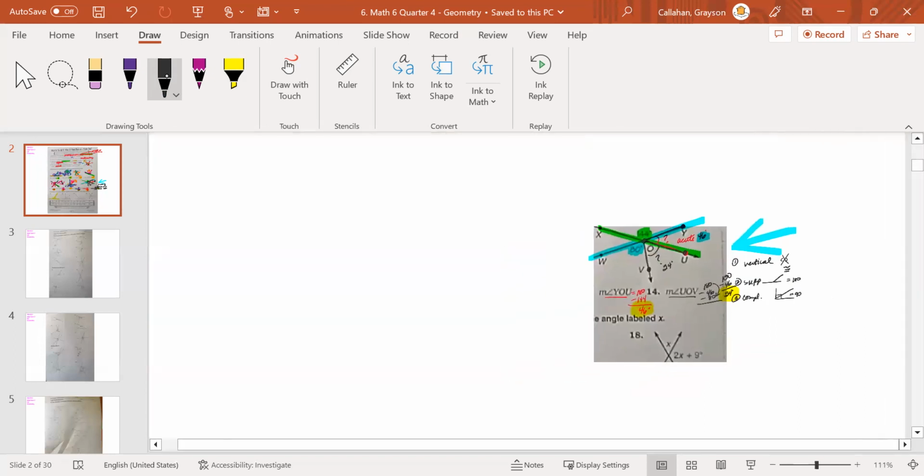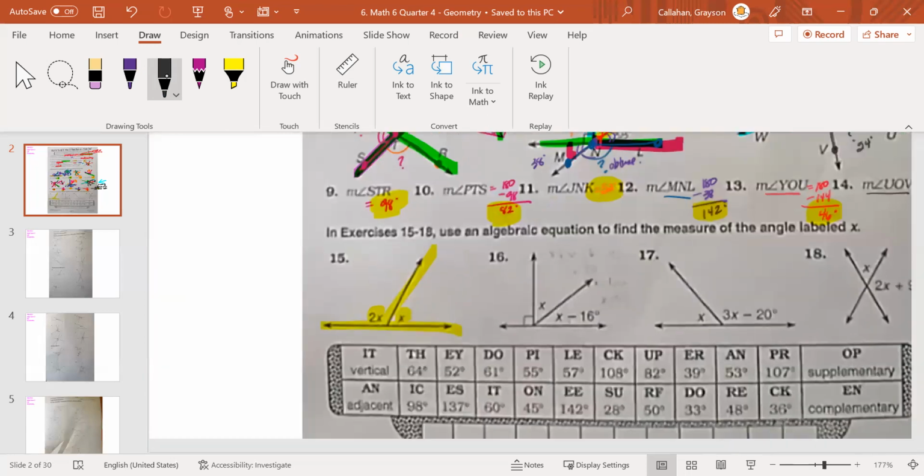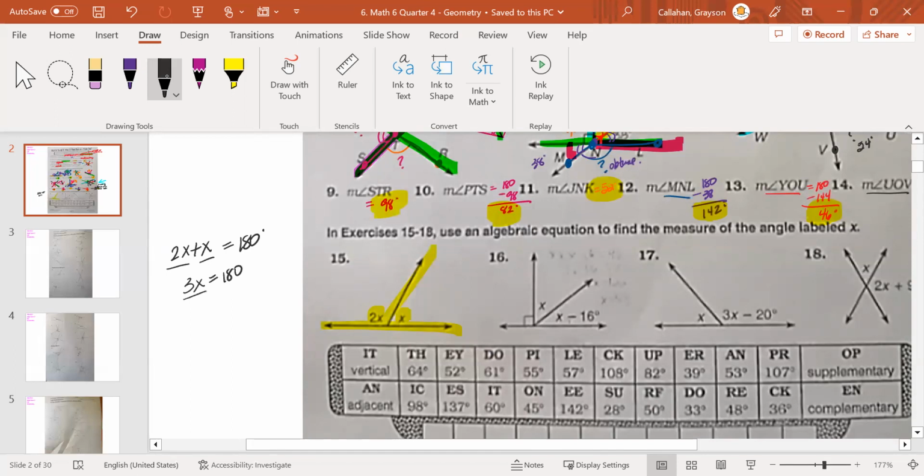Supplementary. Good. Add up to 180, right? So then what I'm going to do for number 15 is 2x plus x equals 180 degrees, right? Combine my like terms, 3x equals 180, divided by 3 on both sides, x equals 60, right? If x equals 60, this angle is just 60 degrees because it's x, right?